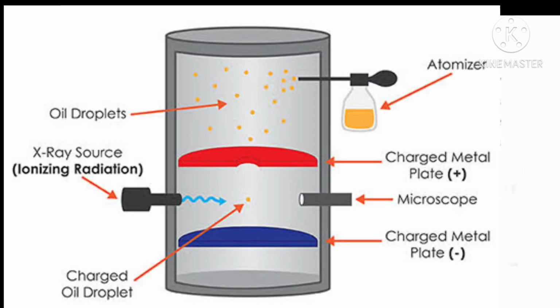Millikan's oil drop experiment is another important experiment in modern physics, which is used to determine one of the fundamental constants of nature known as the charge of an electron.